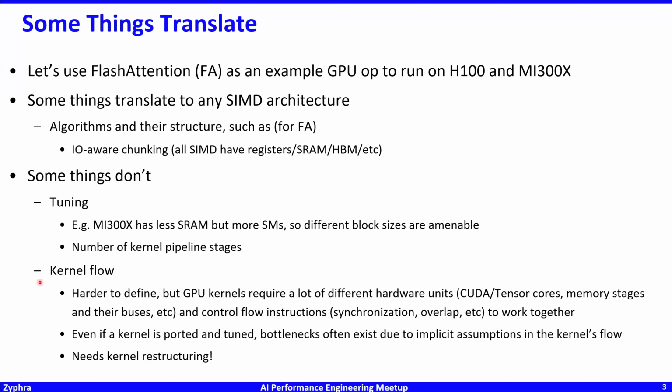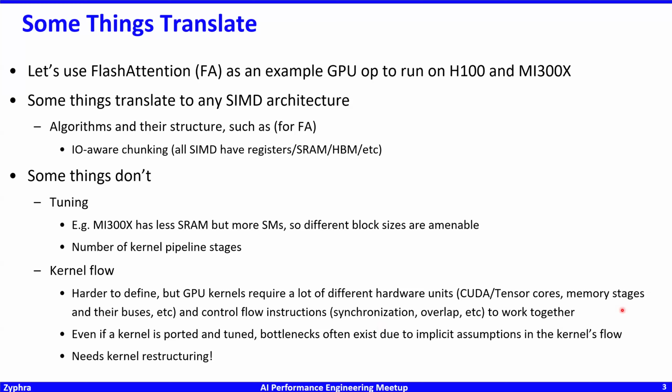The much harder thing is what I'm calling kernel flow. I didn't find a good definition before this talk. It's much harder to define, but GPU kernels require a lot of different hardware units. They require CUDA cores and tensor cores for computation. They have all these memory stages like the registers, SRAM, HBM, and so on, and all of their buses. They all have different memory bandwidths. We have different L1 caches, caching systems that we need to worry about, and their control flow instructions, such as synchronization points, overlap of different operations and such, all need to work together.